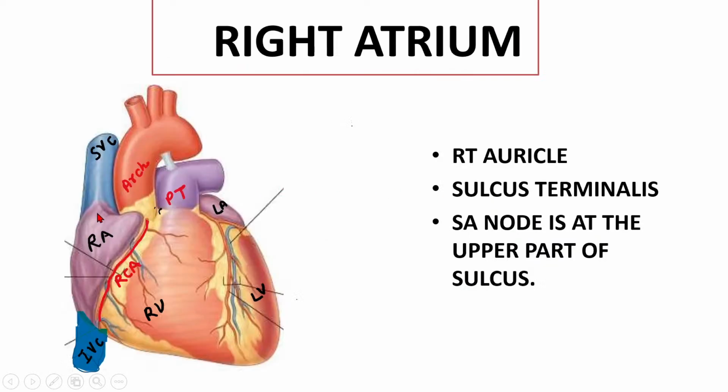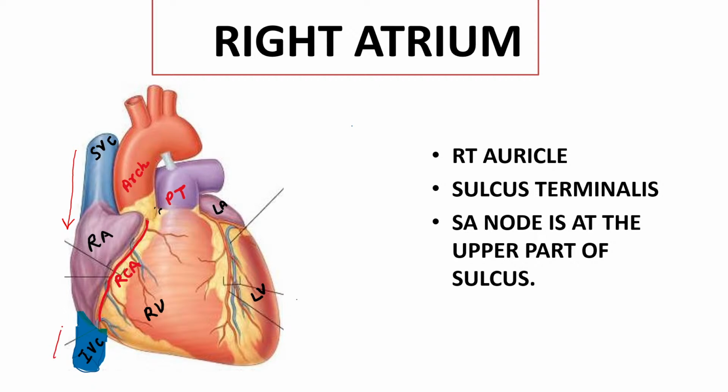Right atrium, it is the chamber of the heart which will receive the deoxygenated blood from all parts of the body. The right atrium will receive three major veins, that are the superior vena cava, which will bring the deoxygenated blood from the upper part of the body.